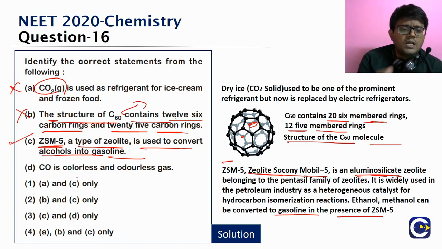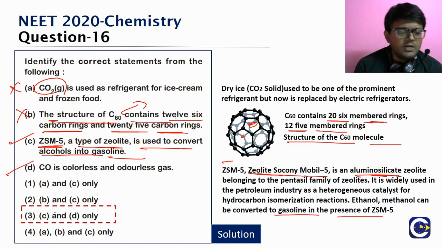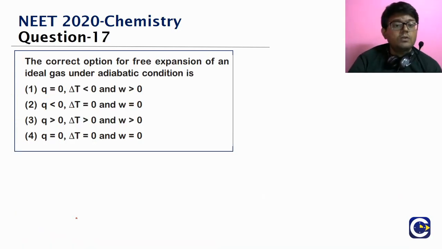D is what? Carbon monoxide is a colorless and odorless gas. Yes, carbon monoxide is a colorless, odorless gas but poisonous. Okay, so this is also correct. So what is the answer for this? Option 3. Why? Because C is correct, D is correct. A and B are wrong statements. Okay, we'll go to the next question.